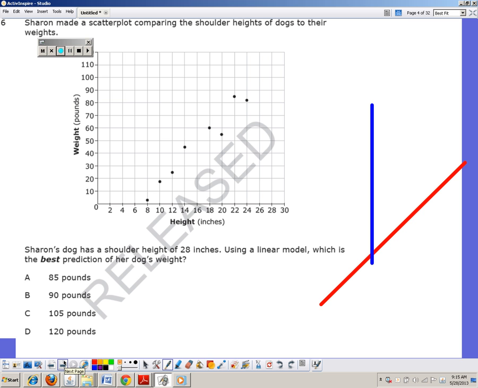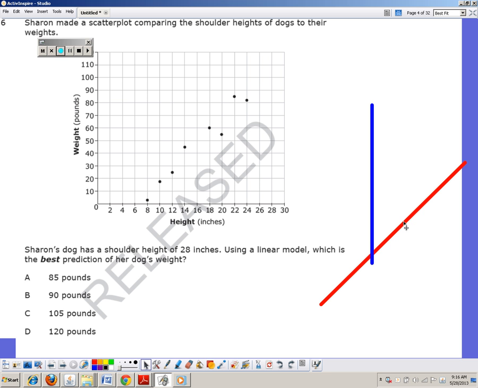Number 6, Karen made a scatter plot comparing the heights of dogs to their weights. Karen saw a dog with a height of 28 inches. Using a linear model, which is the best prediction of the dog's weight? To predict something from a scatter plot, the first step is to draw a line of best fit. Remember, a line of best fit must touch or come close to the majority of the dots in your scatter plot.